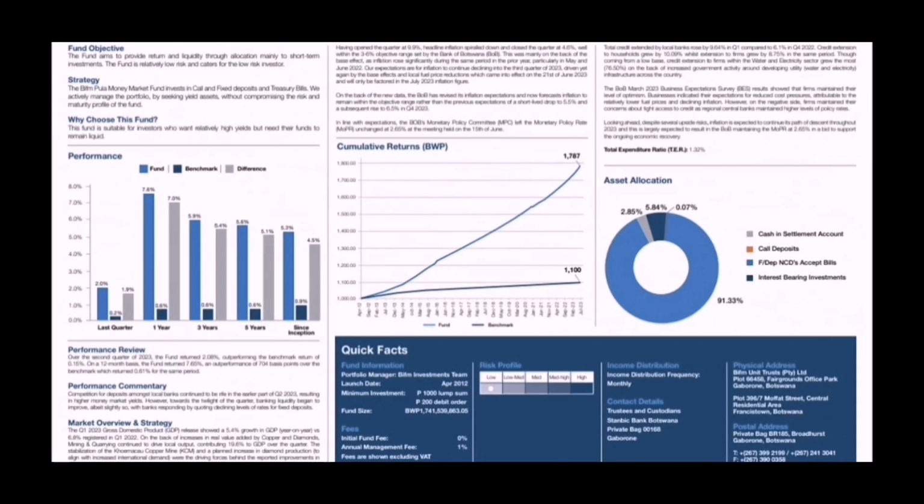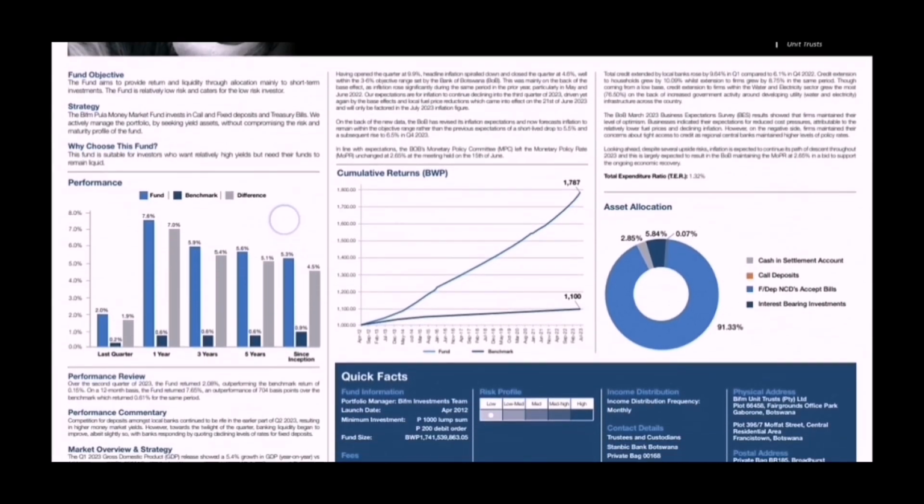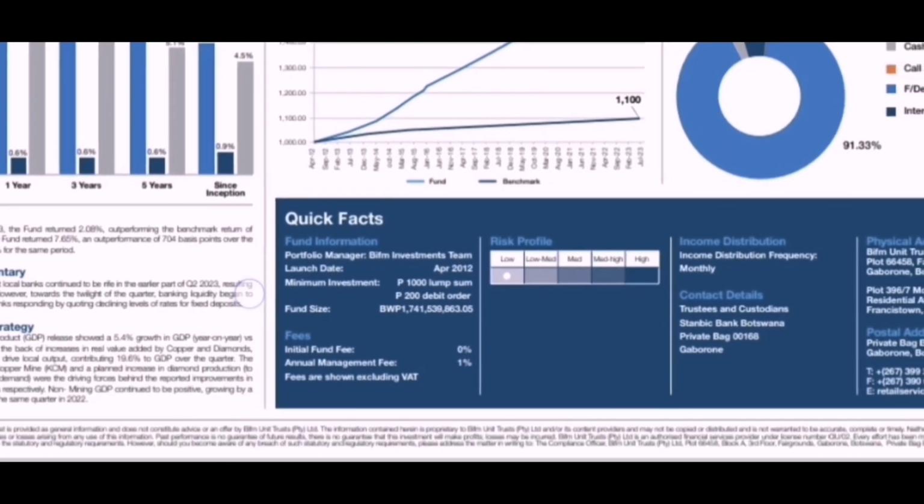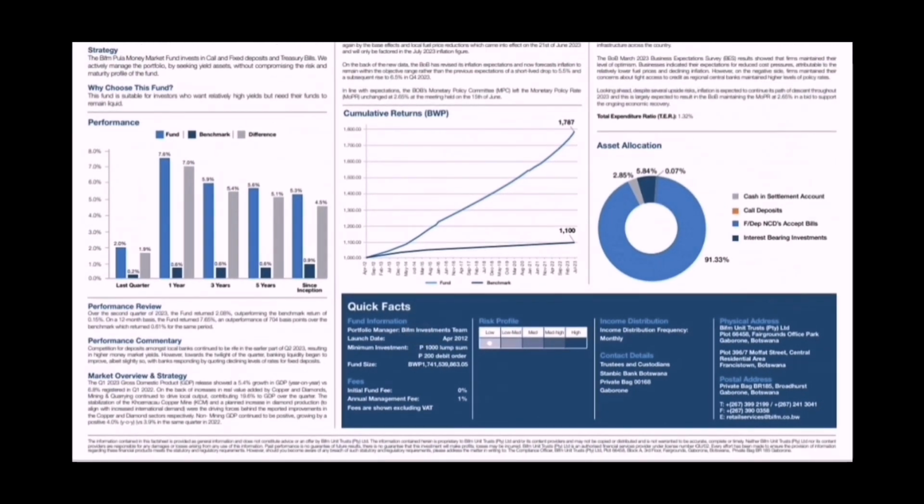And then let's look at the cost. Remember also, we say that from the fund fact sheet you are going to get your cost. So under the quick facts, you can see the fees that you are going to pay as an investor. Initial fund fee is 0, and then there is an annual management fee of 1%. Let's go to the cost that is incurred by the fund. There, remember I've spoken about the TER, which is total expense ratio. Here they're saying total expenditure ratio. That ratio is 1.32%. Very important for you to see that ratio. And then we look at the fund's holding details.